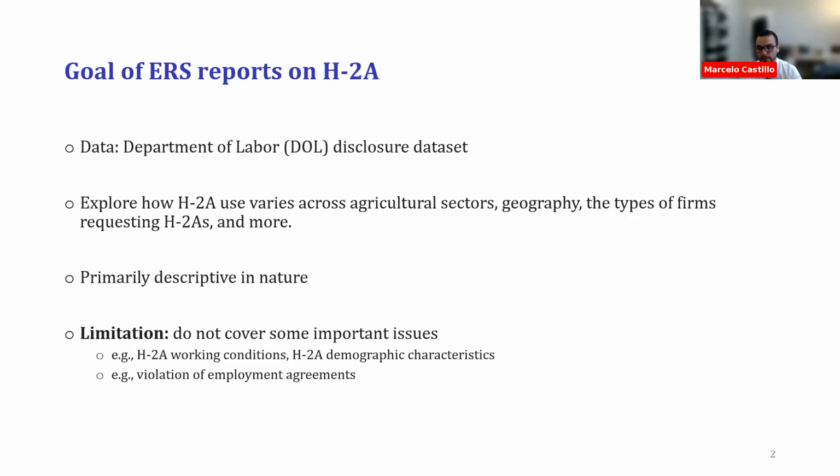Now, for the most part, we focus on showing patterns of H-2A employment that have not gotten a whole lot of attention, but we leave explanations for these patterns for work in the future by other folks. In other words, we're just showing you what's in the data, but cannot always tell you why what we find is there. And one more thing to note is that we only show characteristics of the program that can be examined using the DOL disclosure data set. And because of this, we're not going to cover a lot of important issues, such as H-2A working conditions, violations of employment agreements, and that sort of thing.